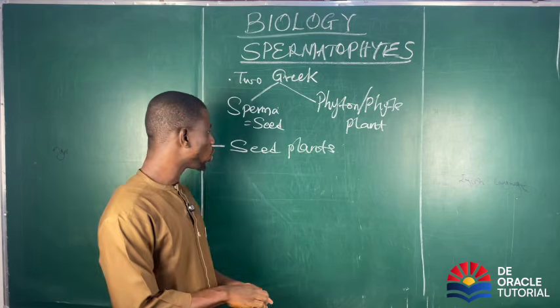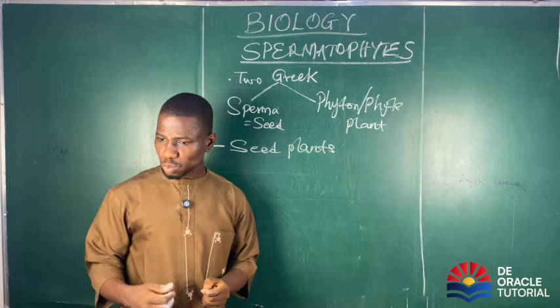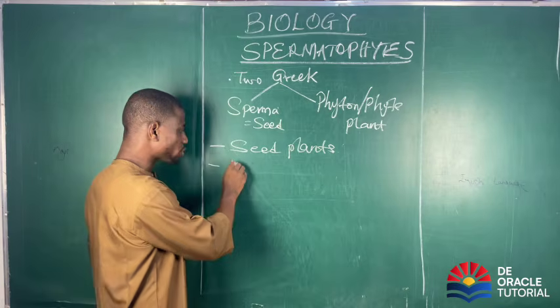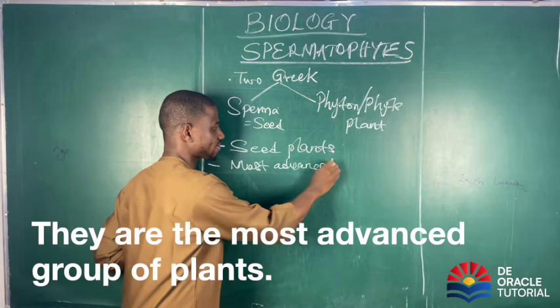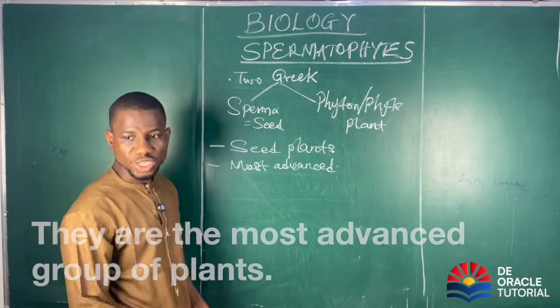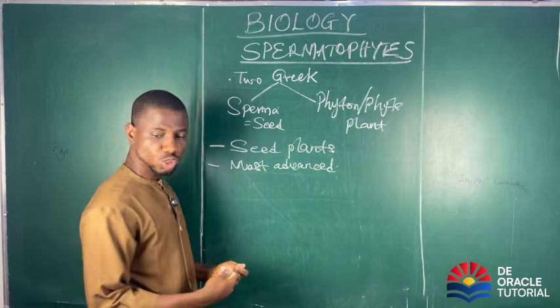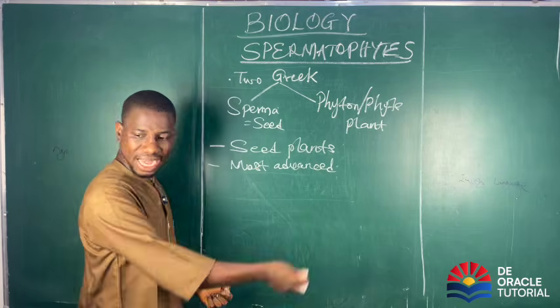The next point you should know is that they are the most advanced group of plants. They are the most advanced group of plants. Are you with me? So which means in the order of organic evolution of plants, they are the most advanced.